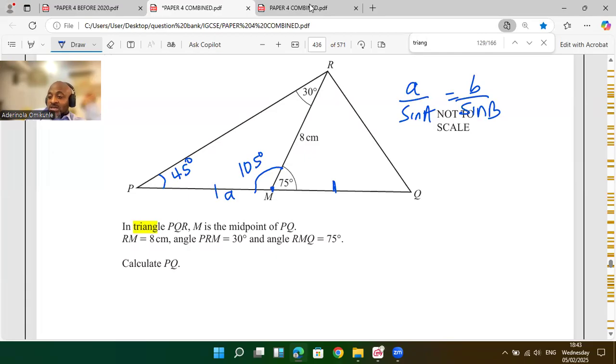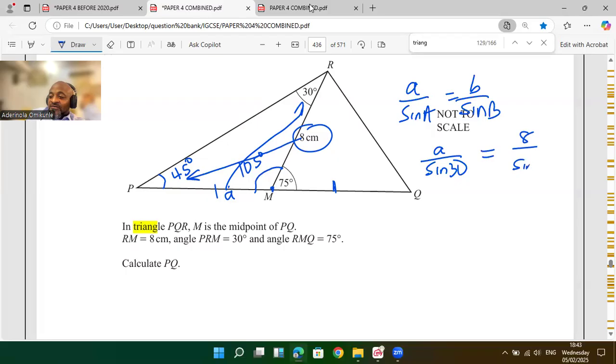So that means this is A over sine 30, because this is what we are looking for. We always start with the one we are looking for, and this is the angle opposite it. Now this 8 is given, so we are going to use the angle opposite 8. That's 8 over sine 45.